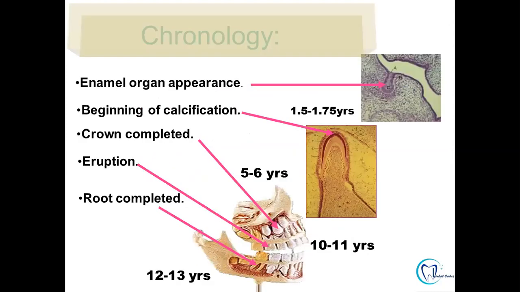When we talk about the chronology, the first evidence of calcification is at 1.5 to 1.75 years. The crown completion takes place between 5 to 6 years. The eruption of the premolar takes place between 10 to 11 years and the root completion at 12 to 13 years.